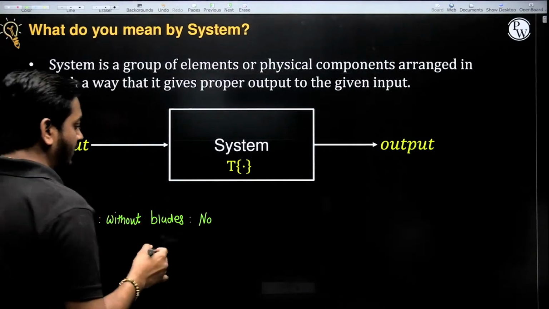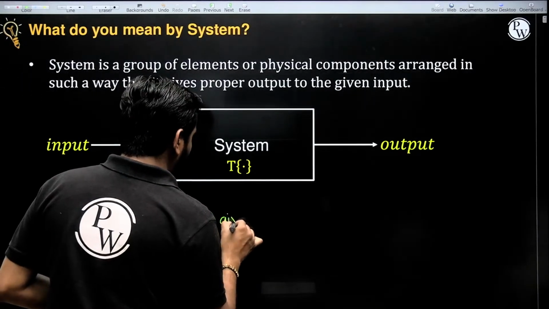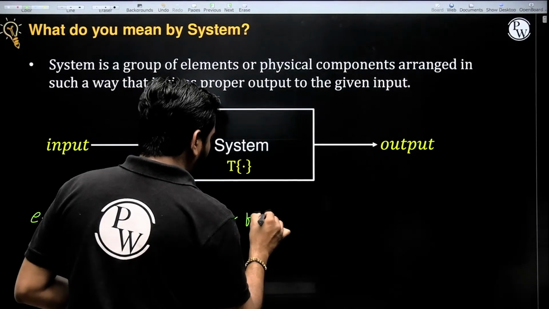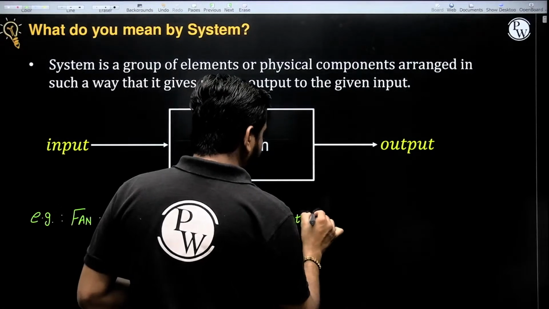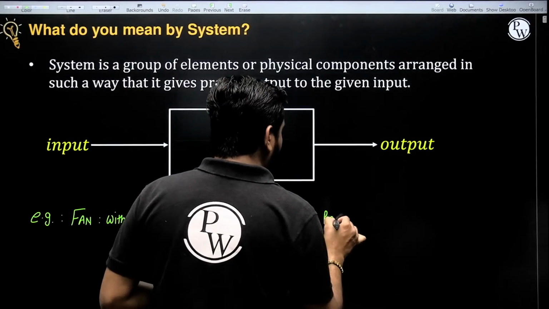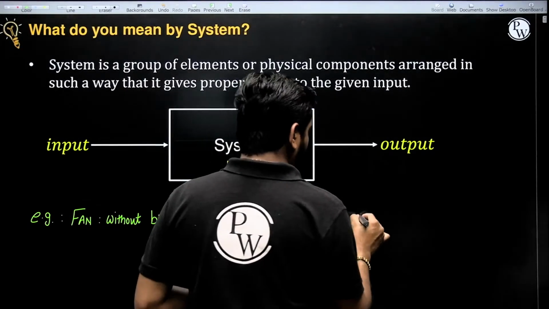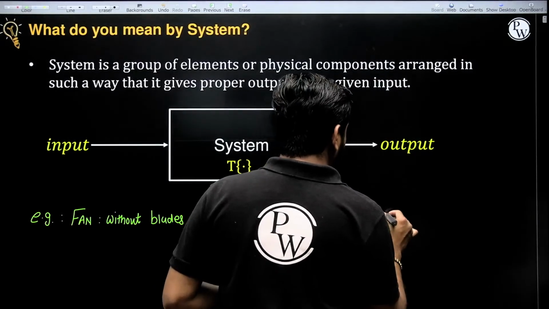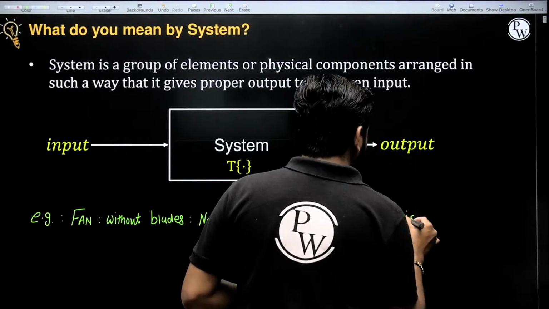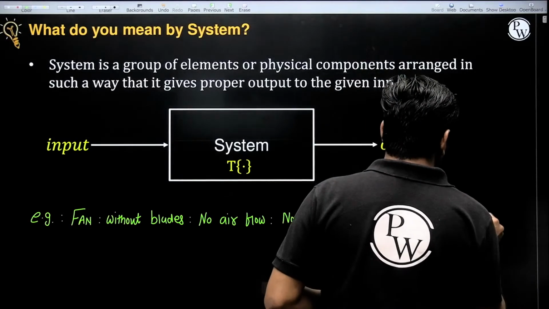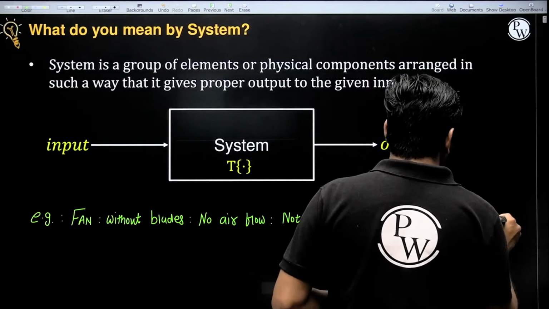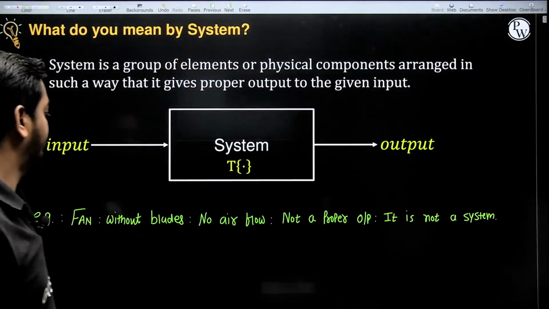The fan rotates, but there is no airflow. No airflow means not a proper output. We are getting output, but not proper output. So it is not a system.